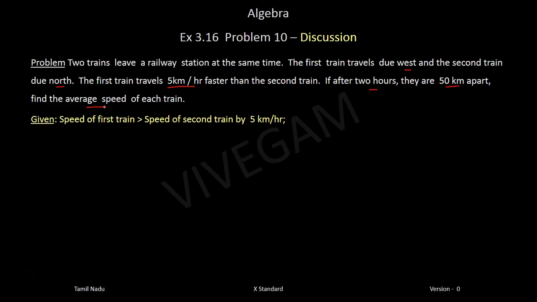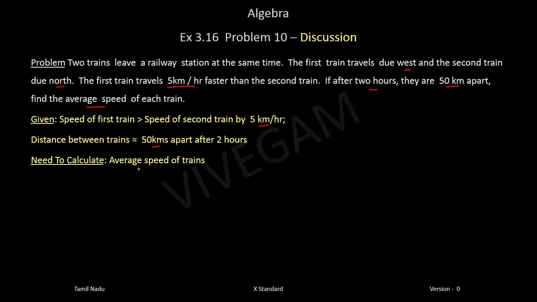So let's list out what is given. Speed of the first train is greater than the speed of the second train by 5 km per hour. And both of them are traveling, one west, the other north, perpendicular to each other. The distance between the trains is 50 kilometers after 2 hours. Next, we are asked to calculate the average speed of the trains. The key is we have to use the Pythagoras theorem.